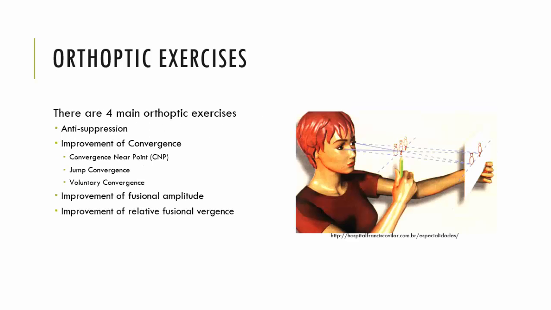There are 4 main types of exercises we can prescribe to our patient, and we will tailor what's required for each of our patients depending on what we find clinically. But these include anti-suppression exercises, where we aim to remove the suppression. We have exercises that aim specifically to improve convergence, and that is from the convergence near point, jump convergence, and voluntary convergence. We have exercises that improve fusional amplitude, so fusional convergence or divergence, and then we have exercises that aim to improve relative fusional divergences, both positive and negative relative fusional divergences. In the next series of videos, we'll discuss these orthoptic exercises in more detail.